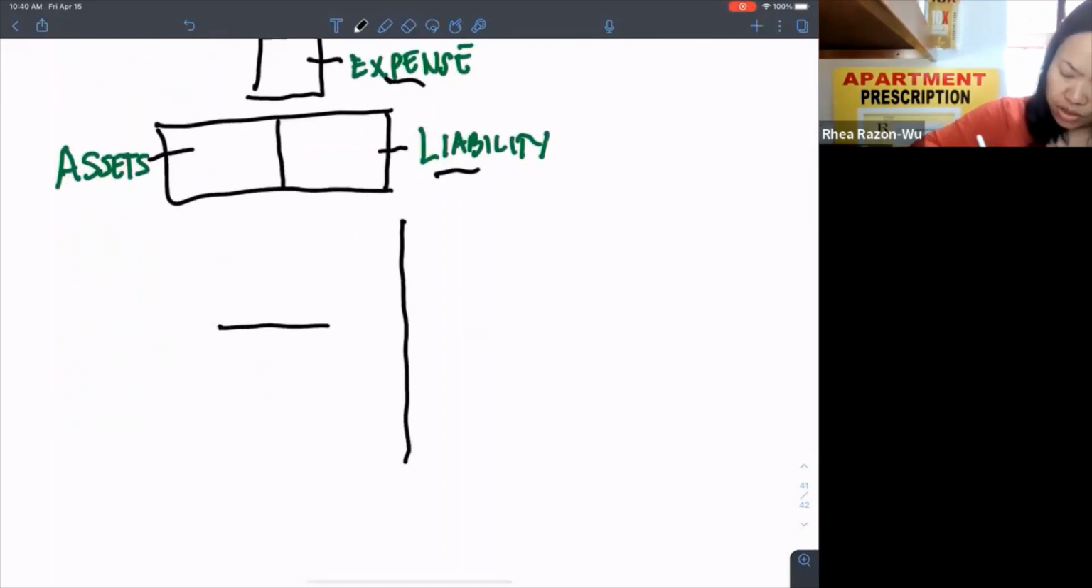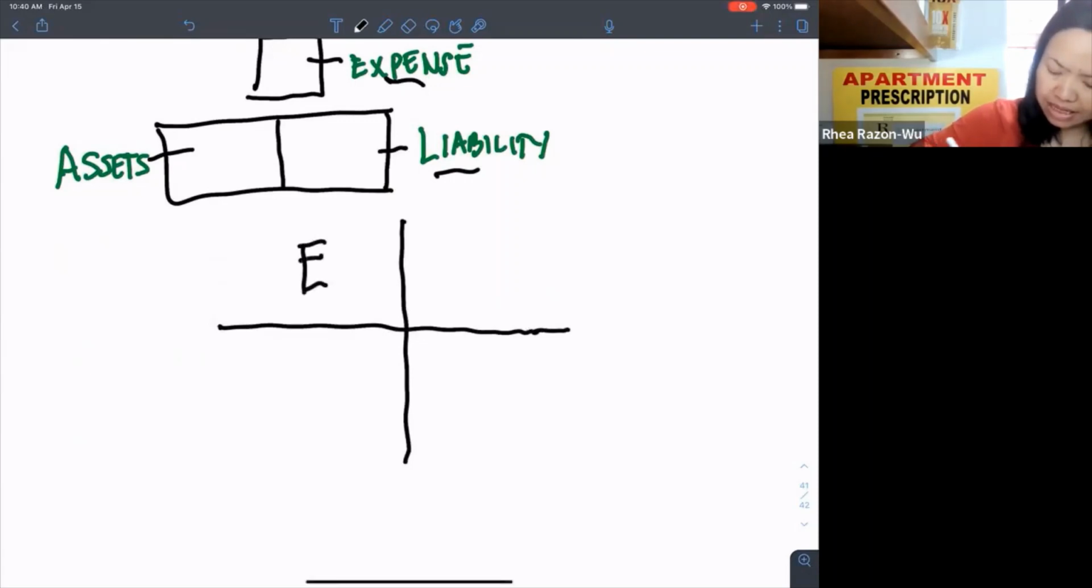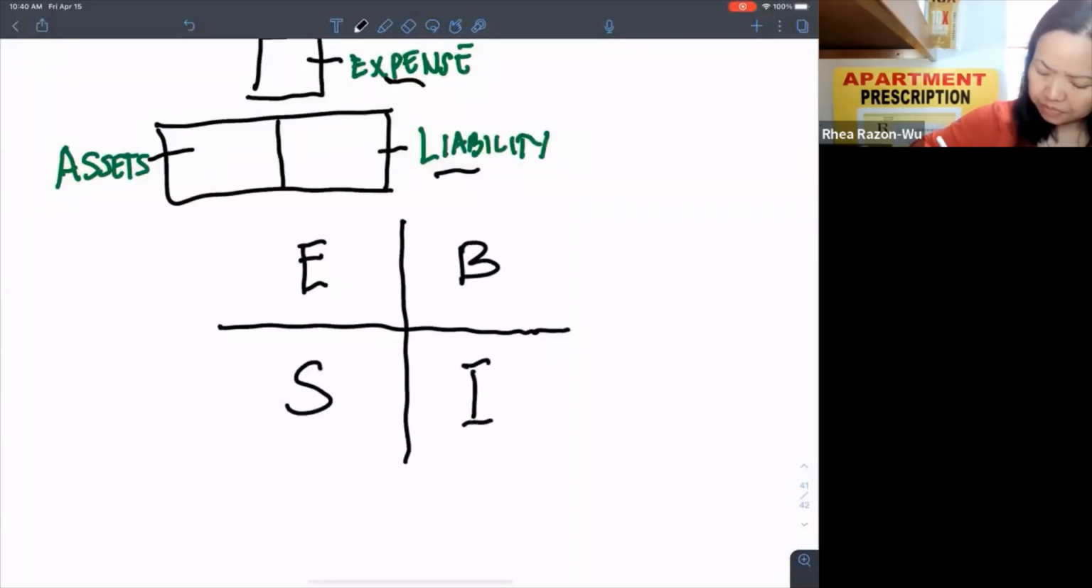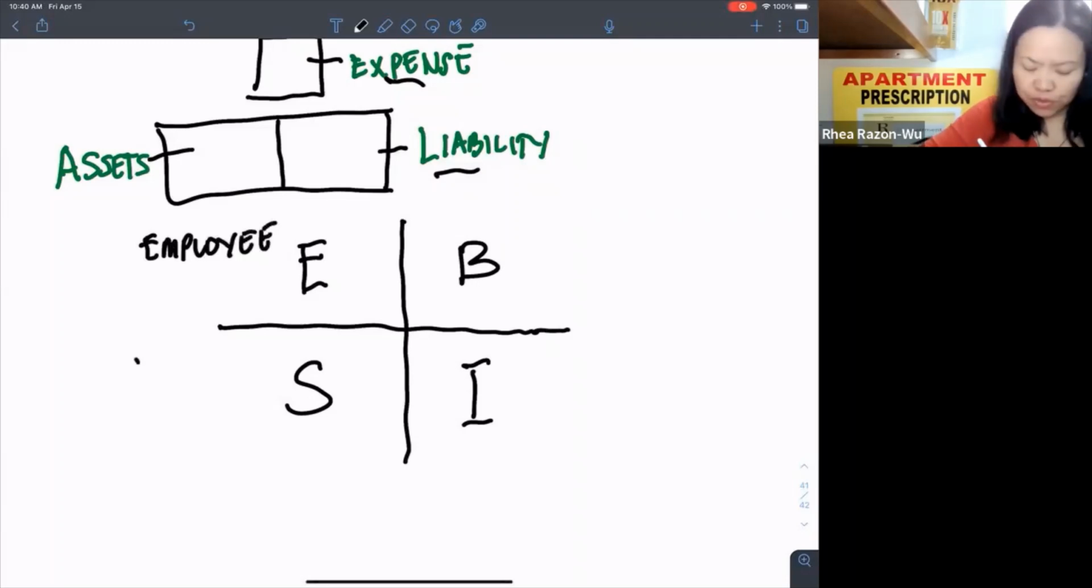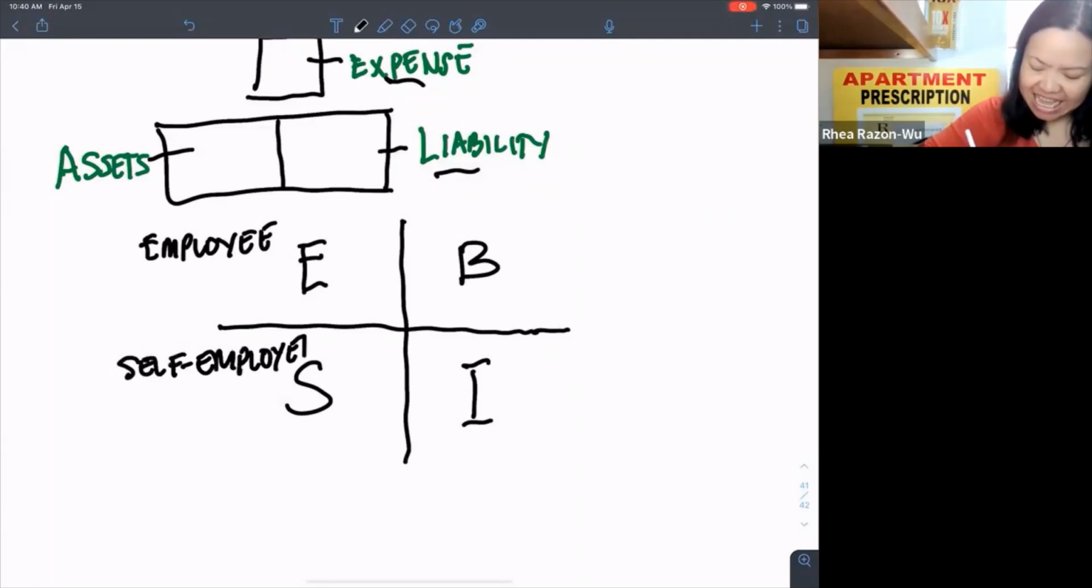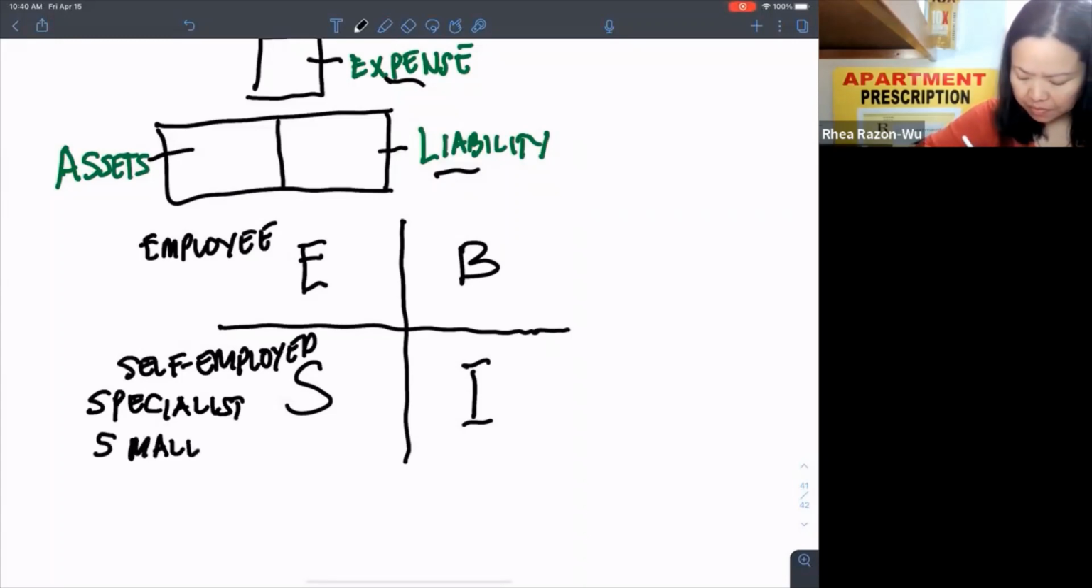Now, the cash flow quadrant has these 4 sides. The left side and the right side, each has an upper and a lower. E stands for employee. S stands for self-employed. S stands for specialist. And S stands for small business. So I'm on the S side. I'm a small business and self-employed.